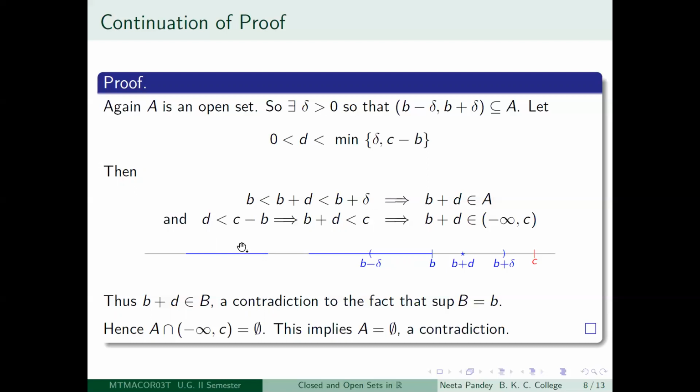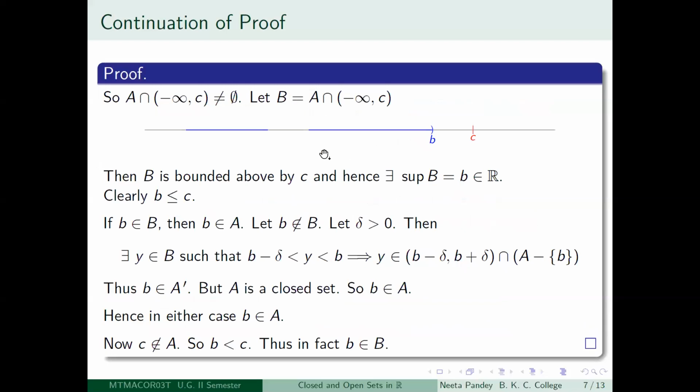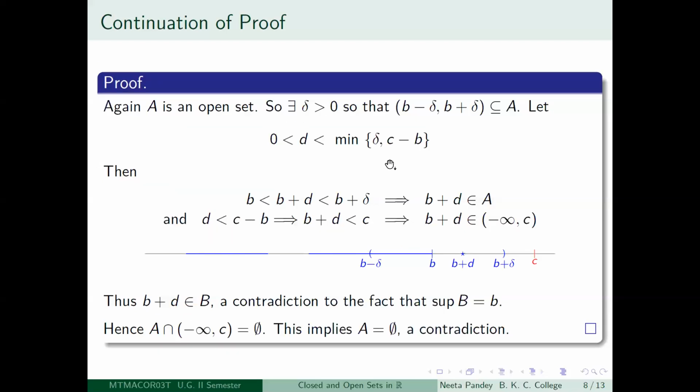Again, you have that D is less than C minus B. So B plus D is going to be less than C. So B plus D is also an element of the open interval minus infinity to C. Therefore, B plus D is an element of capital A intersection minus infinity to C. And that was what capital B was. So B plus D belongs to B.